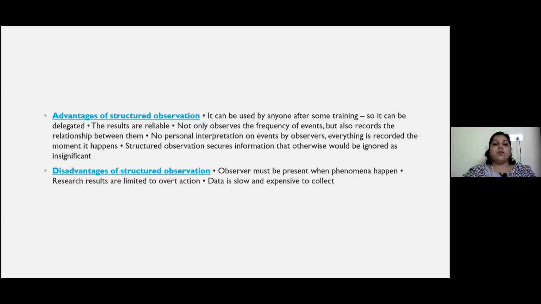Okay. So what is the disadvantage of structured observation? The observer must always be observing based upon these things, like how is the expression, how are the themes. They can't be involved in it. They always try to analyze the things. The observer must be present when the phenomenon is happening, and the research results in limited, overt action. Data is slow and expensive. It is time-consuming to collect all this information.